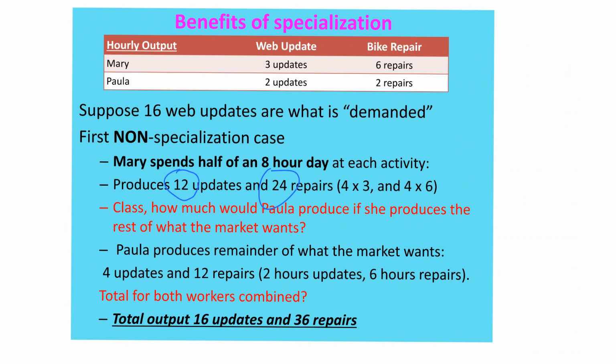And then Paula would produce the remainder of what the market wants to buy. So she produces 4 updates and 12 bicycle repairs. So 4 and 12 is 16, 24 and 12 is 36. So the total output of the two of them would be 16 and 36 if there's no specialization.